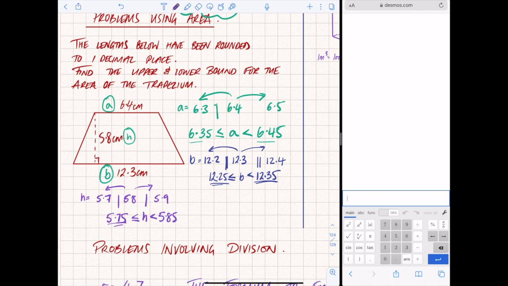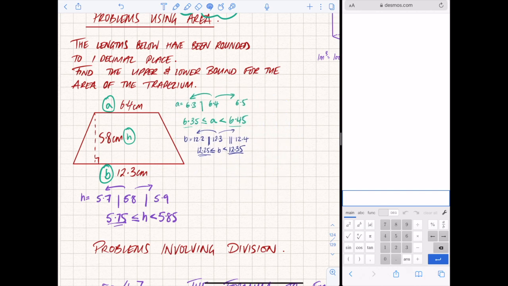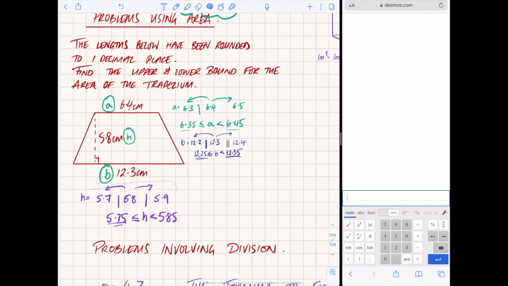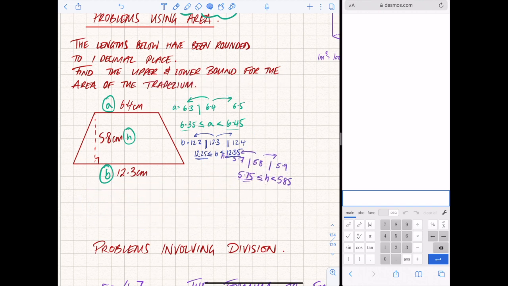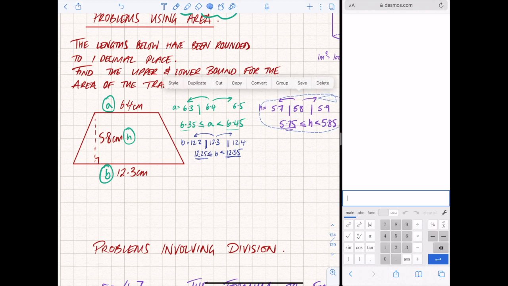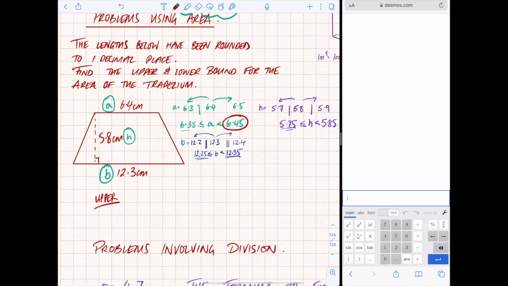Okay, so what I'm going to do now is make these a little bit smaller, just so we've got a bit more space to work with. So that's my A values and my B values, and my H value is this one here. I need to find the upper bound for the area. The upper bound is going to be the upper bound of each value. So A plus B times the height, divided by 2.